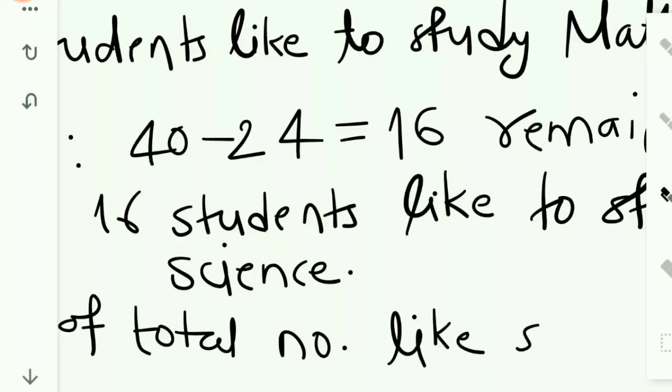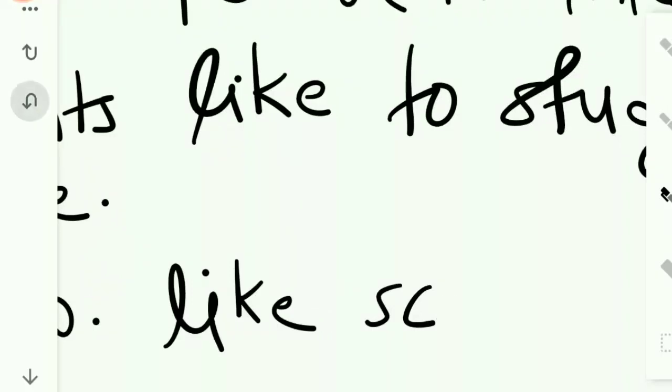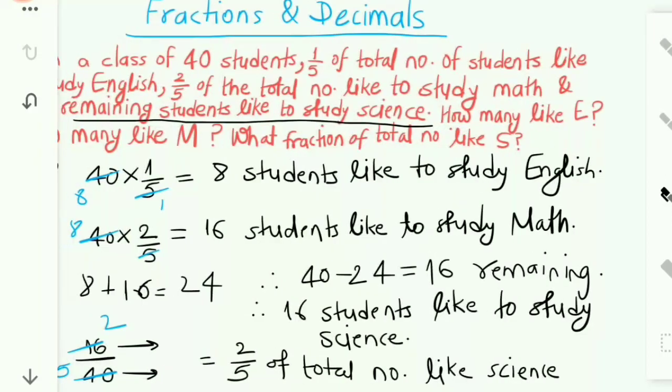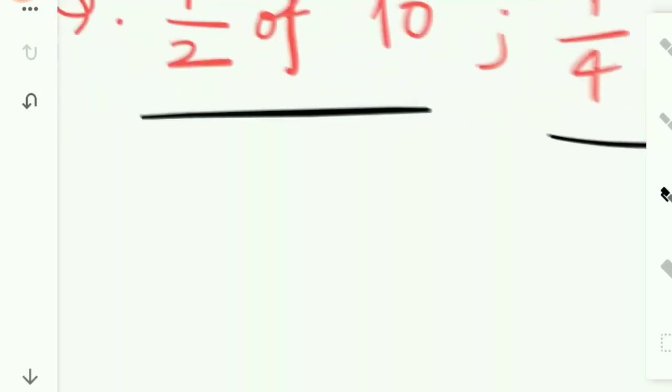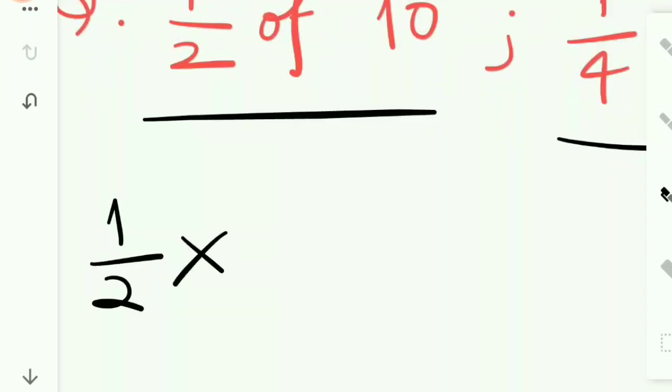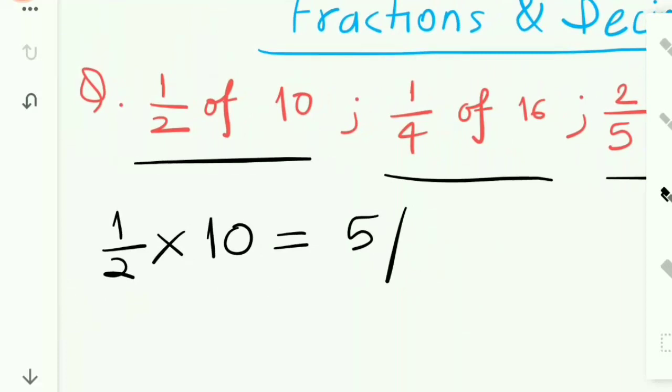I hope you understood how to solve problems where this of operator is used. 1/5 of total number, 1/5 of total number means 1/5 into total number. Now next is we'll find out half of 10, 1/4 of 16, 2/5 of 25 and 3/4 of 28. Half of 10 means half into 10 equal to 5. Half of 10 is 5.